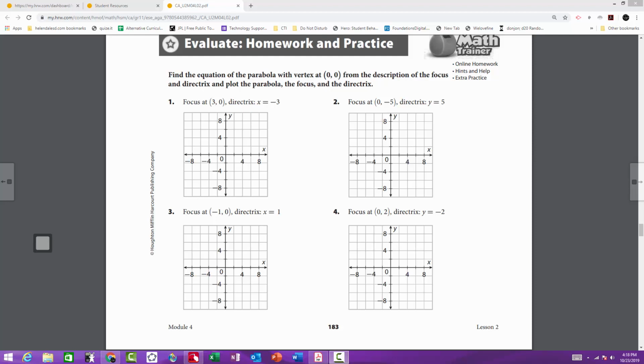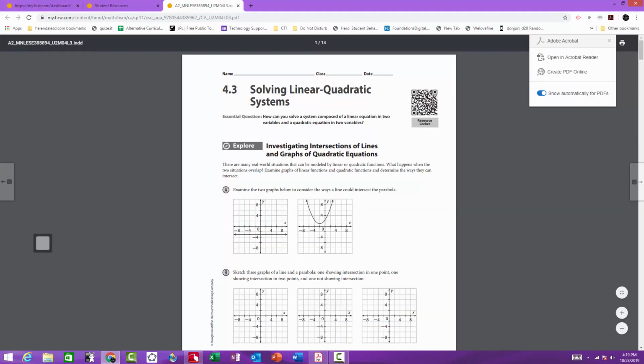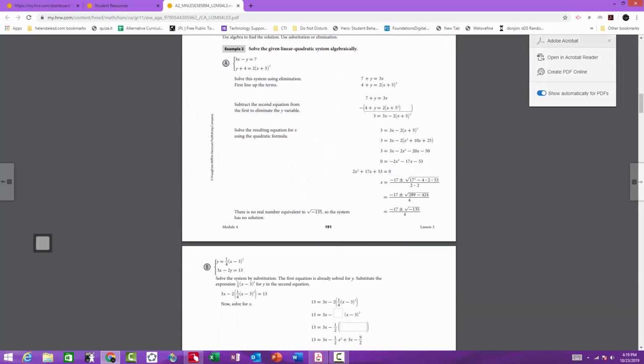All right, guys. Module 4, Lesson 3. Shoot, I'm on the wrong one, so let's go ahead and go to the correct one. 4-3. We're doing 1 through 20, I believe.